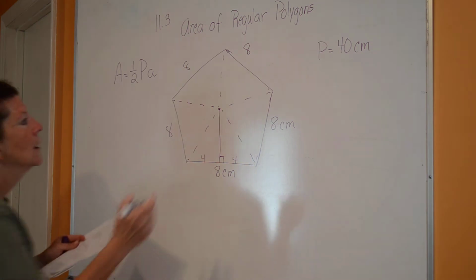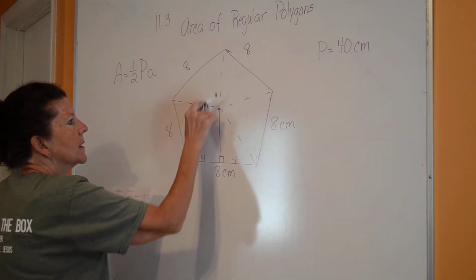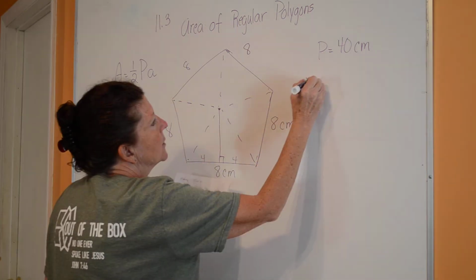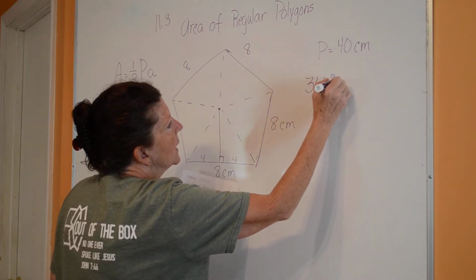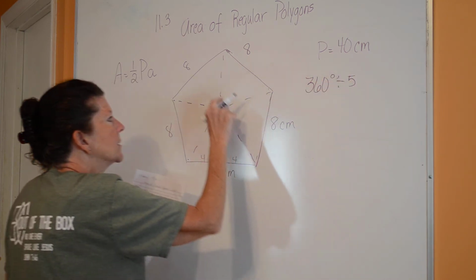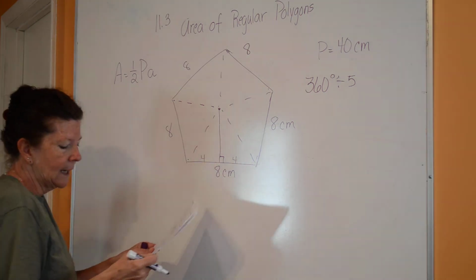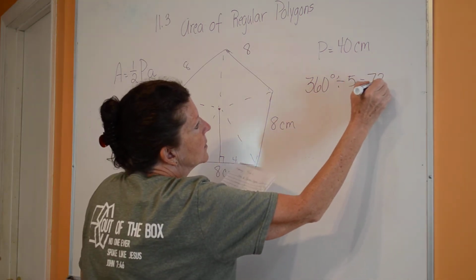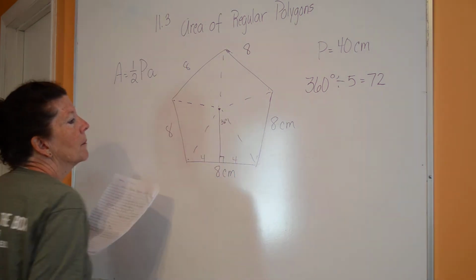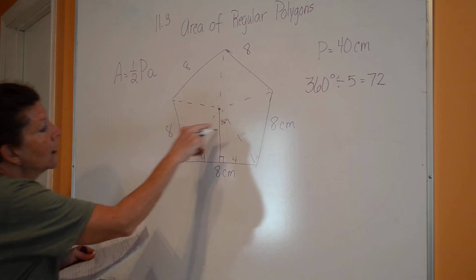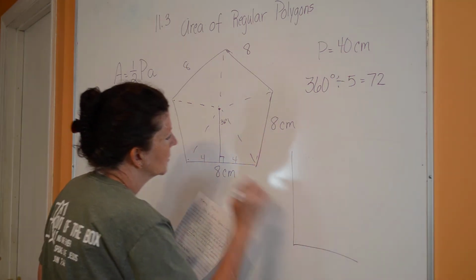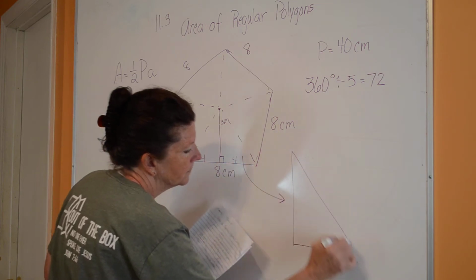I know that those central angles add up to 360 degrees. So if I take 360 and divide it by my 5 angles, I'm going to find out each of those angles is 72 degrees. So when I cut it in half by drawing my apothem, that angle right there is 36 degrees. So if I draw this triangle out, I'm going to take this triangle and put it down here.